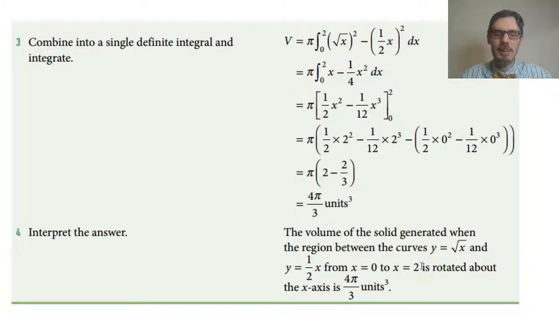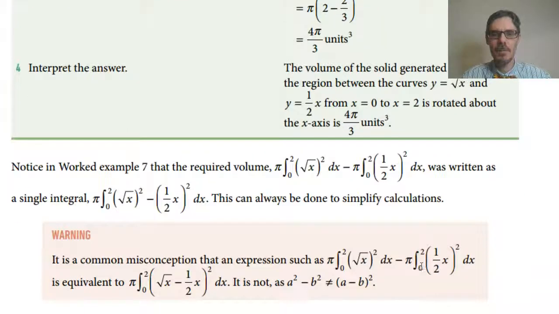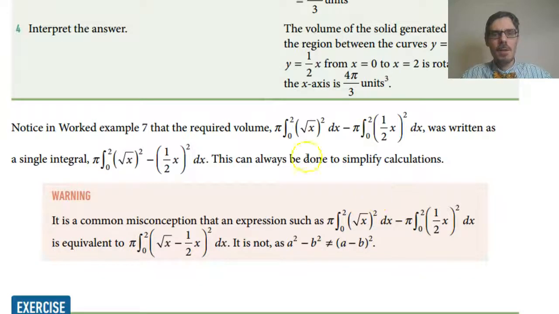Now, your textbook gives you an important warning you need to pay attention to. This you can write as one integral like this, but what you cannot do is then take that and write it as 1 squared. Remember, this all squared is not the same as each piece squared. So be very careful with that.